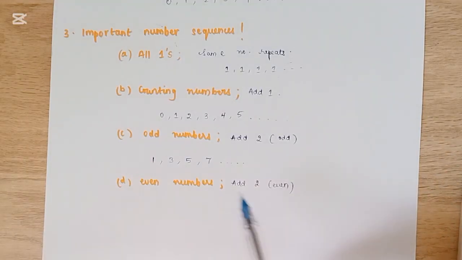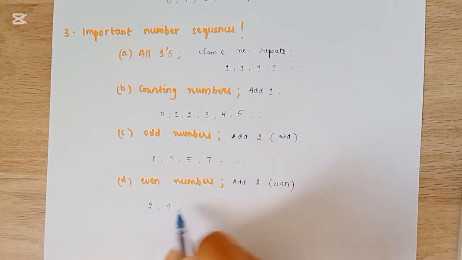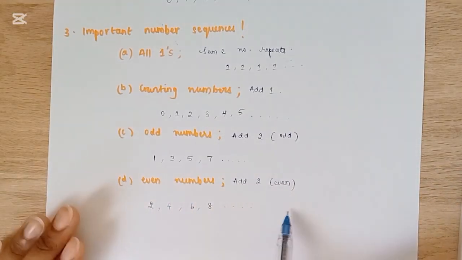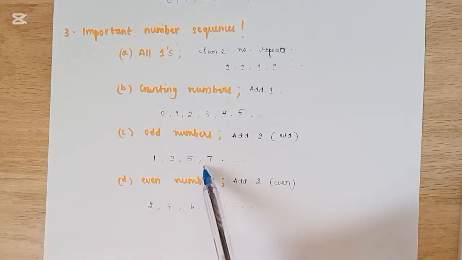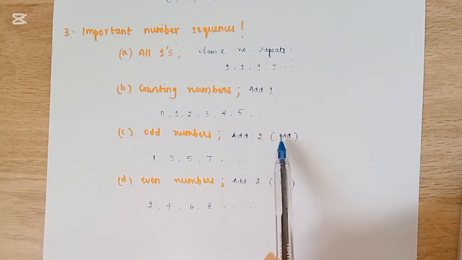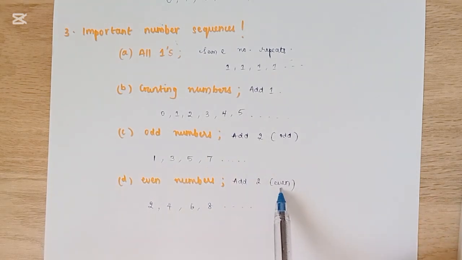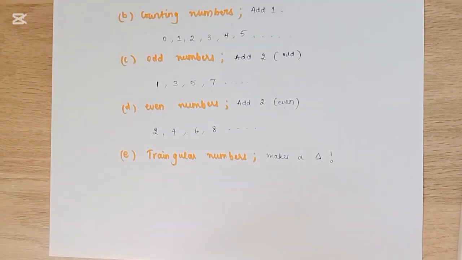Next is the even numbers pattern. The even number pattern is when you add 2 to even numbers. So which is the even number in the number line? 2. And you go, that is 2, 4, 6, 8. This is the even number pattern because all the numbers in this pattern are even, whereas over here it is odd. Remember, you add 2 to odd numbers to get the odd number pattern, and you add 2 to even numbers to get the even number pattern. Next is the triangle number pattern.